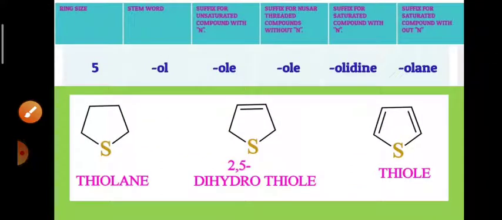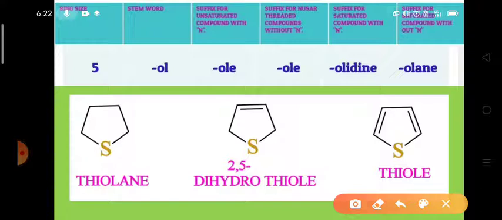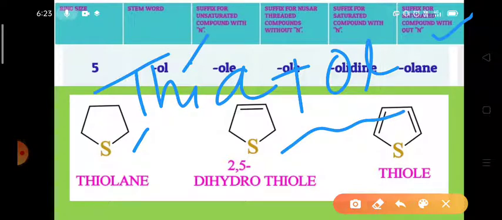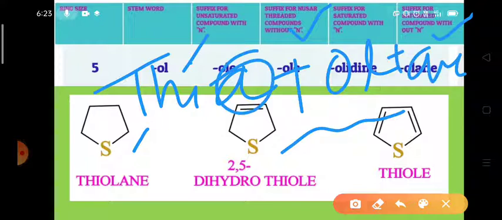These are the 5-member heterocyclic compounds of the sulfur atom. As the sulfur is the heteroatom, we would use the word thia. And for the 5-membered ring, same word is ol. And so this is saturated, so without nitrogen, we would use this one. And these two are the unsaturated compounds without nitrogen atom, so we would use this one. Okay. So for the saturated compound, we would use ane suffix. So we have to remove this one. So thiolane. Now it becomes thiolane. Thia plus ol plus ane, thiolane.